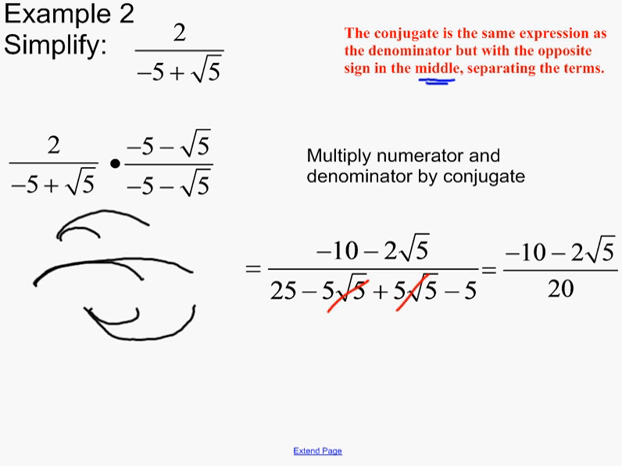So now we just have to simplify here by finding the common factor of -10, -2, and 20. So the common factor is 2. So 2 goes into -10, -5 times. 2 goes into -2, -1 times, and 2 goes into 20, 10 times. I have to cross that one out. So we get, this is our final answer.